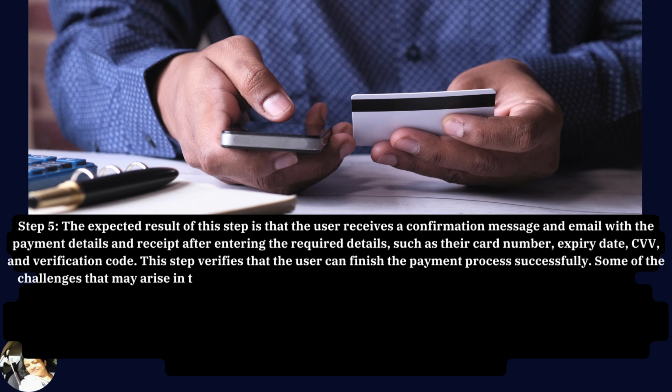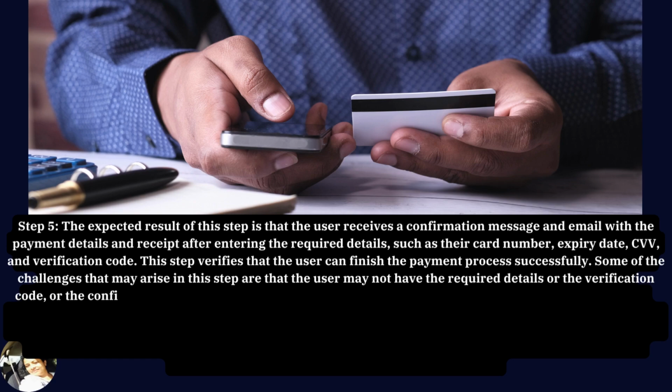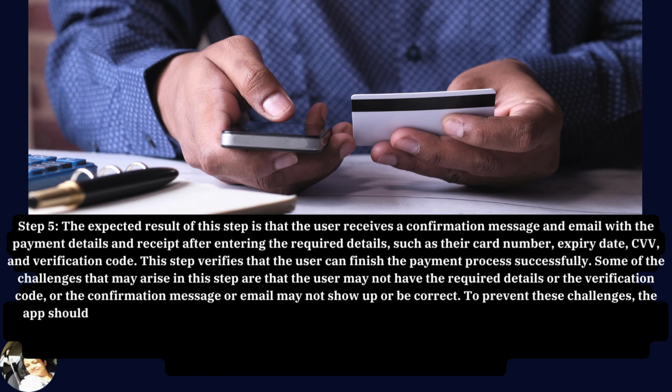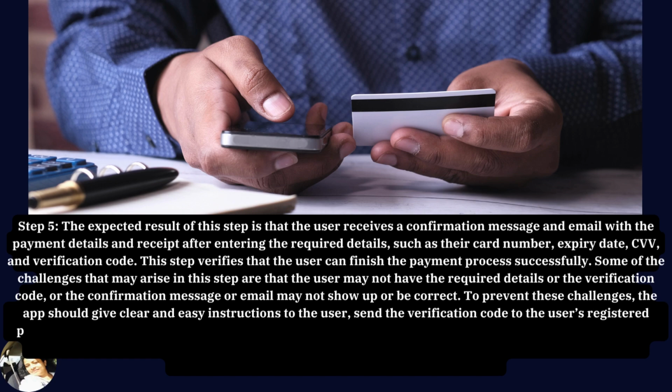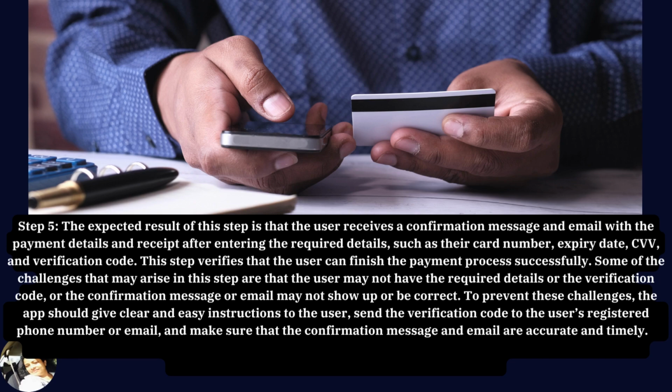Some of the challenges that may arise in this step are that the user may not have the required details or the verification code, or the confirmation message or email may not show up or be correct. To prevent these challenges, the app should give clear and easy instructions to the user, send the verification code to the user's registered phone number or email, and make sure that the confirmation message and email are accurate and timely.